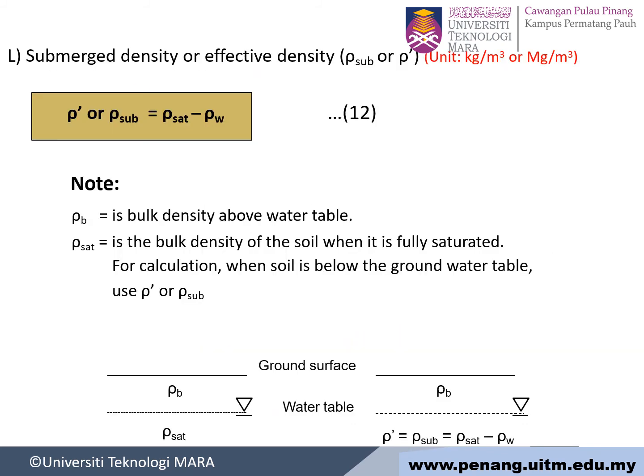This one is the submerged density or effective density, rho sub or rho effective, in units of Mg per meter cube or kg per meter cube.